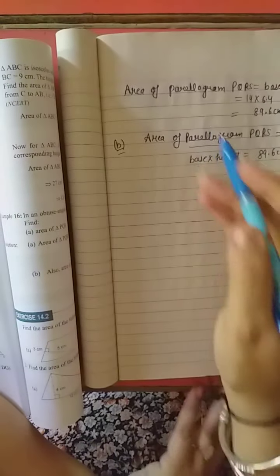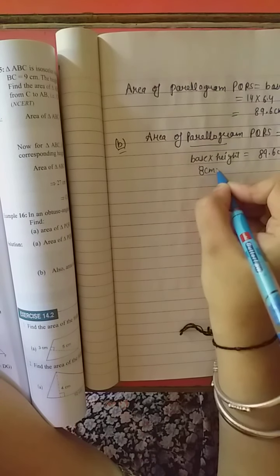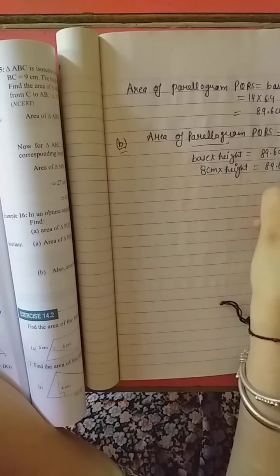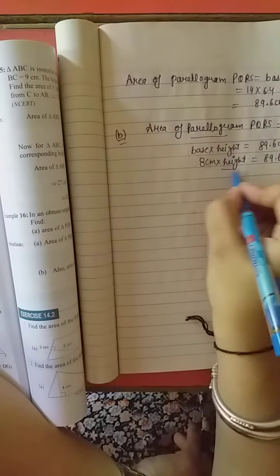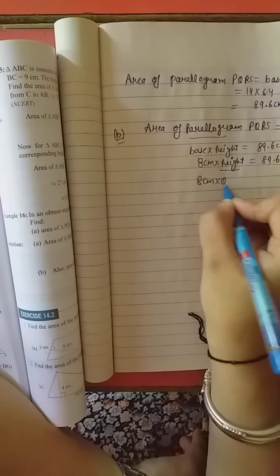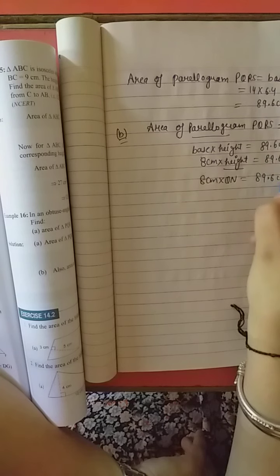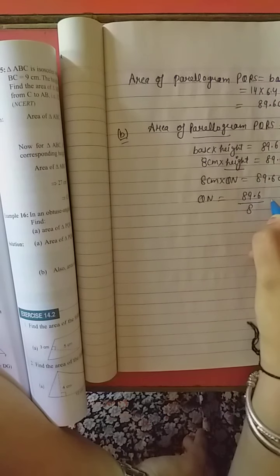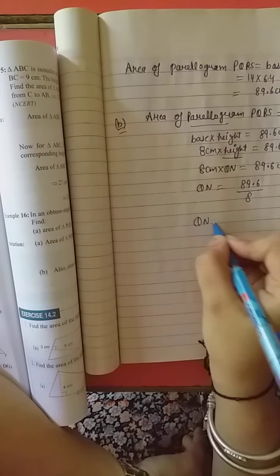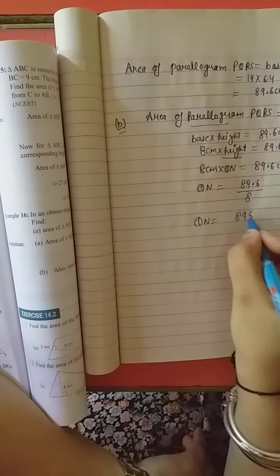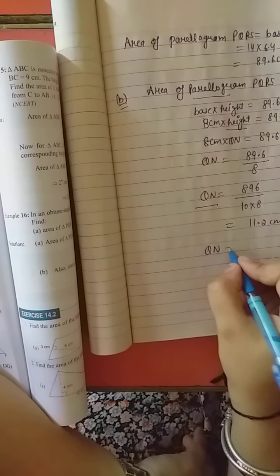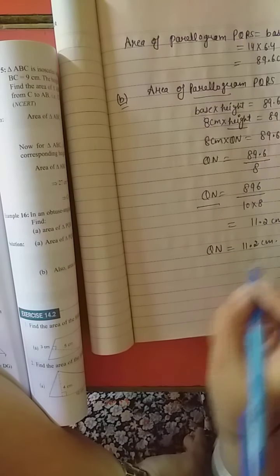So base of the parallelogram is 8 centimeter and height is what we need to find, and area is equal to 89.6 centimeter square. So put the value of height, it becomes QN, because we have to find the value of QN. Now QN is equal to 89.6 divided by 8. So now QN is equal to 896 by 10 multiply 8. When we solve it, answer is 11.2 centimeter. So the height of the parallelogram, that means QN, is equal to 11.2 centimeter.